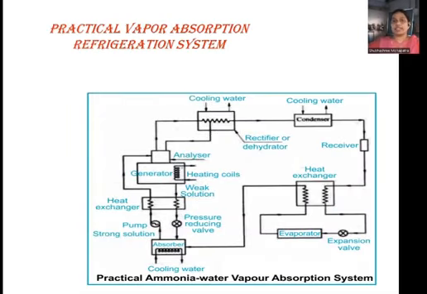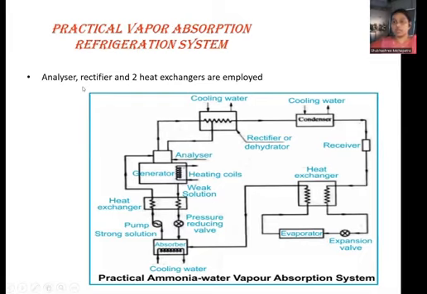For the practical case, we are using one analyzer, one rectifier, and two heat exchangers. The analyzer and rectifier function to remove any moisture present in the ammonia vapor leaving the generator. If the moisture present in the vapor refrigerant comes to the expansion valve, it will choke the expansion valve during the expansion process.